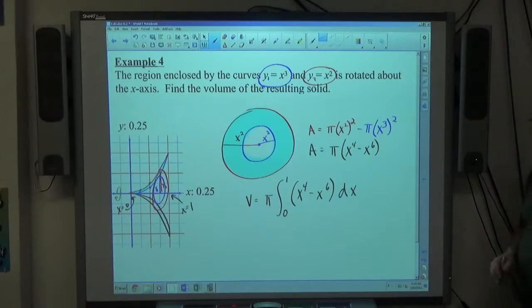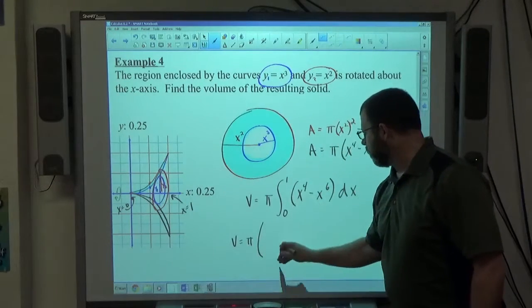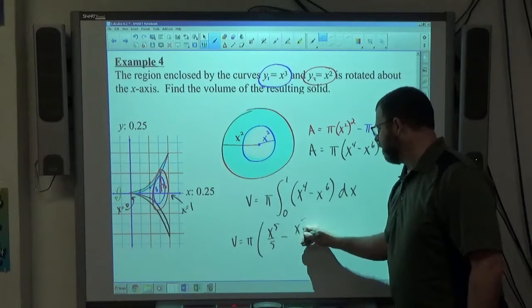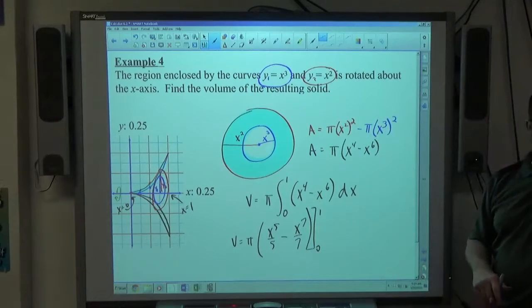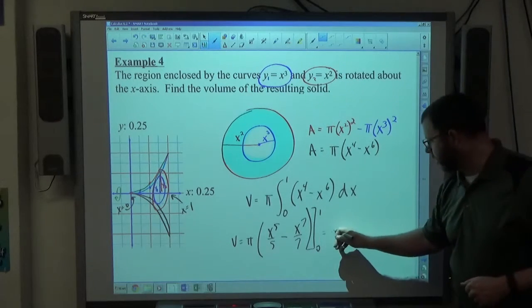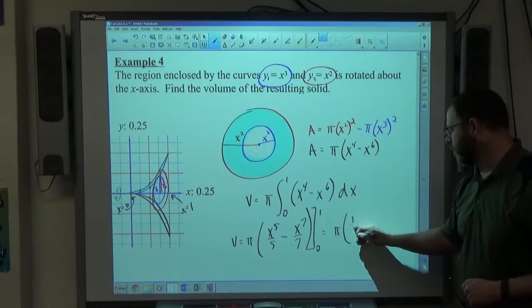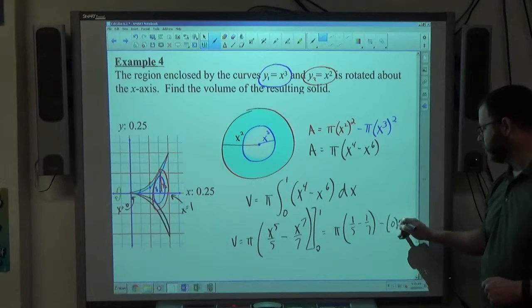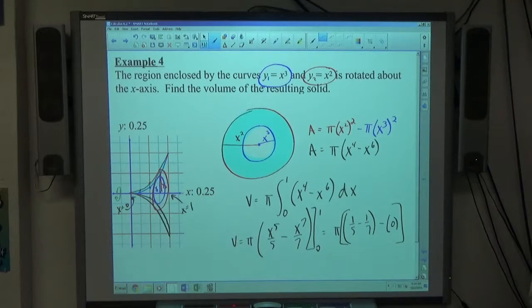And then it's just a matter of evaluating the integral. So the integral of x to the 4th is x to the 5th over 5, and x to the 6th is x to the 7th over 7, and we're going from 0 up to 1. If I put 1 in, I'm going to get 1/5 minus 1/7. If I put 0 in, I'm going to get 0, 0 minus 0, 0. So all I have to do is subtract 1/5 and 1/7.